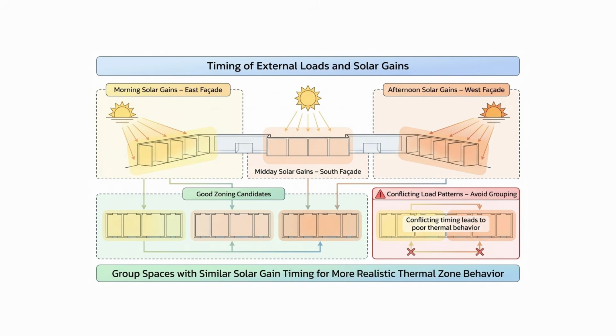Another consideration is the timing of external loads, especially solar gains. Spaces located on the same facade often experience solar heat at similar times of the day. For example, spaces on the east side of a building receive the strongest solar radiation in the morning, while west-facing spaces experience it later in the afternoon. Spaces that experience solar gains at similar times are generally good candidates to combine into a single thermal zone. In contrast, mixing east-facing and west-facing spaces in the same zone may create conflicting load patterns.